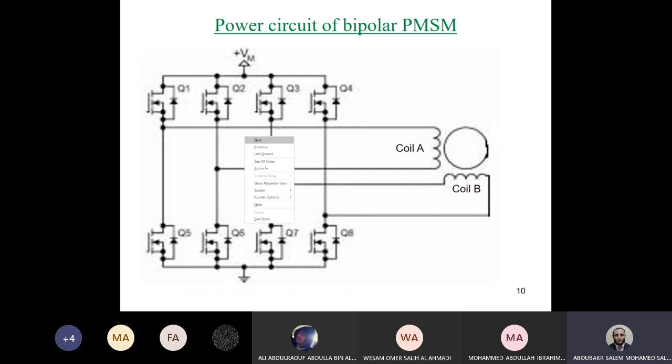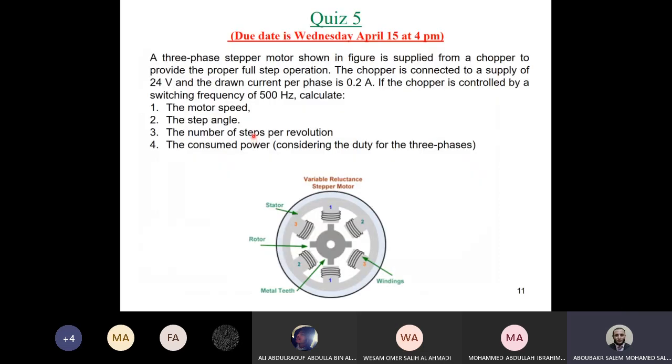As we have described, we have a relation for the step angle, and the number of steps can be calculated from the step angle. Also, we described last class the relation for the machine speed. So these are all the relations needed to calculate anything for a stepper motor.